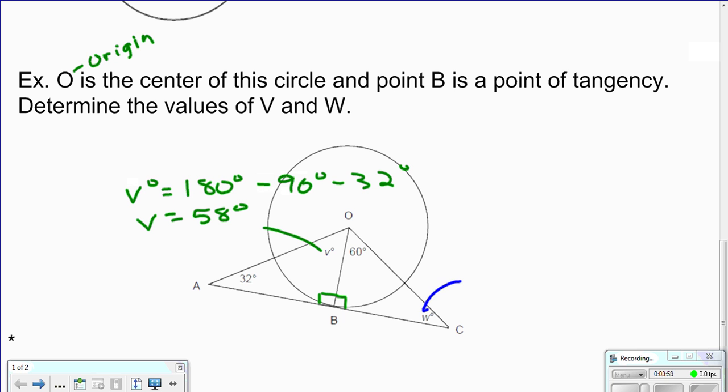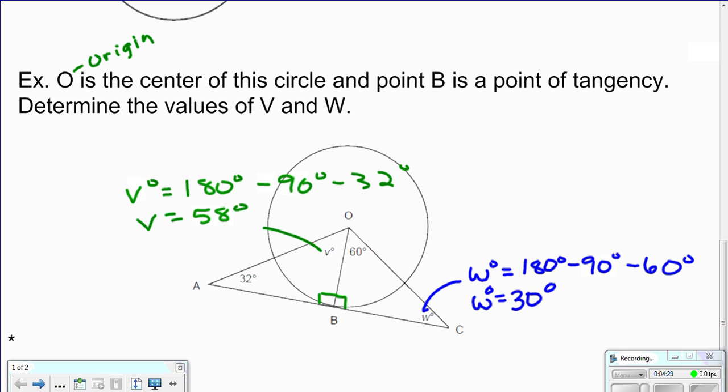And for W, we use the same process. So W equals 180, take away 90, take away 60. And hopefully you notice that whenever you have a right triangle, you're always taking away a 90-degree angle to start. So you could just jump straight to thinking 90 take away 60, since half of 180 is 90 anyways. And so W is 30 degrees.